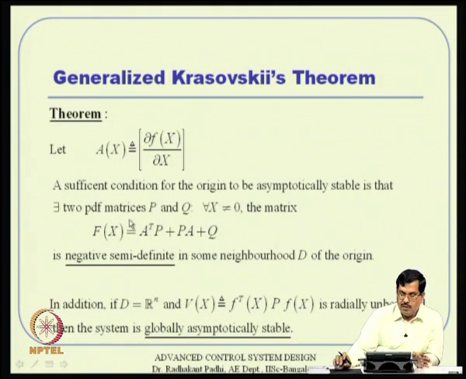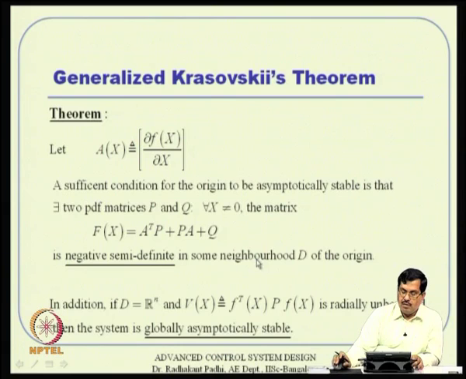So, A of x is a matrix function now. But there exist two positive definite matrices P and Q such that this expression is negative semi definite. Then, in that neighborhood D of the origin, the system is asymptotically stable. And if in addition D is equal to R n and this V of x is radially unbounded and things like that, then obviously it will lead to a global asymptotic stability condition.